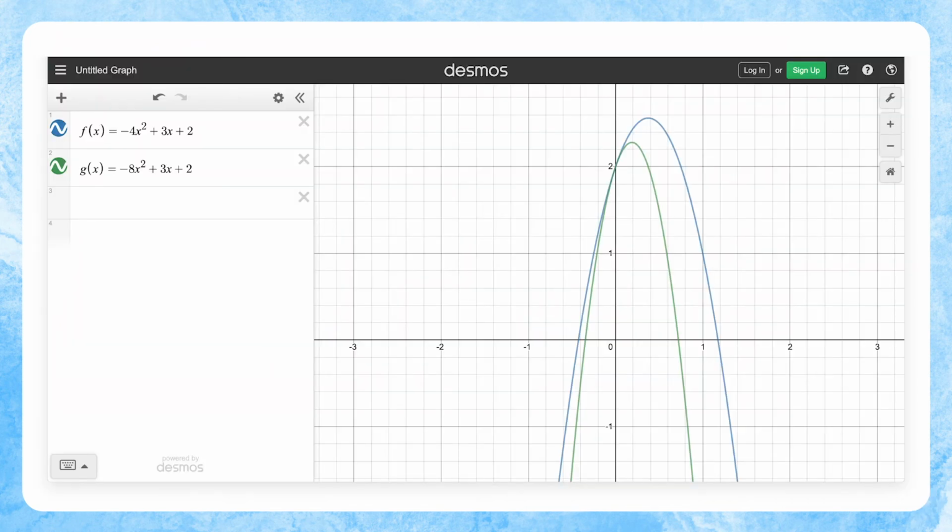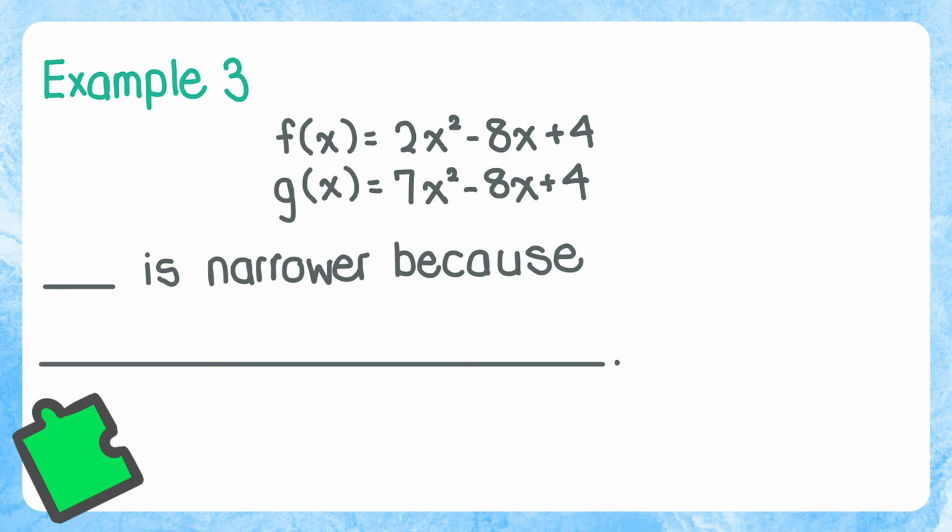So let's look at the graphs here. Notice that g of x, the green graph, is narrower than f of x, the blue graph. For this example, which function would have a narrower graph? Please focus on the a values.